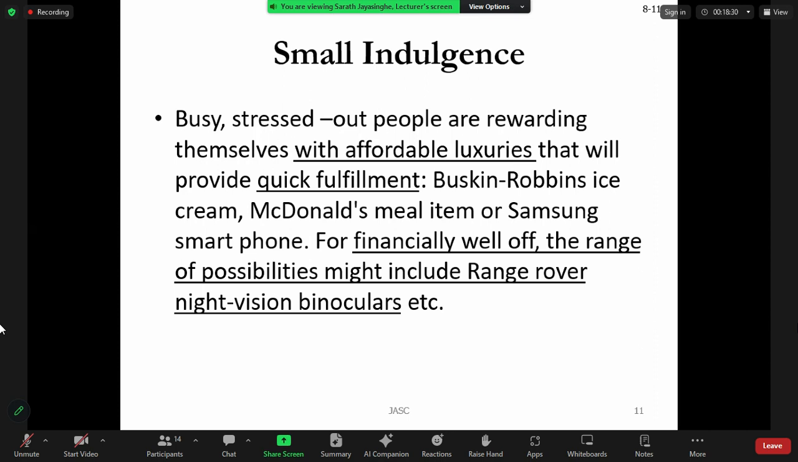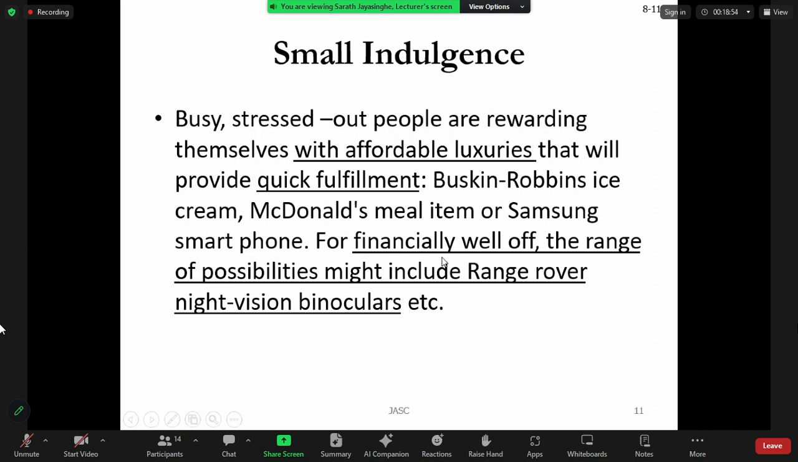Baskin and Robbins, you know how much it costs, right? And Carnival ice cream maybe. Or otherwise, you may go to some food city or somewhere, you can purchase some ice cream. But here you pay more and get something costly because of this busy and stressed life, right? A small indulgence.